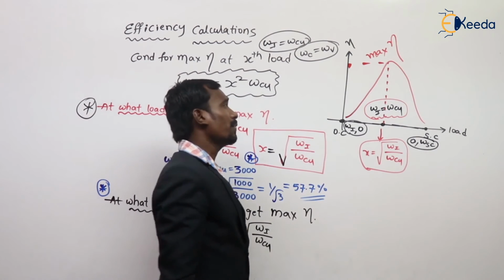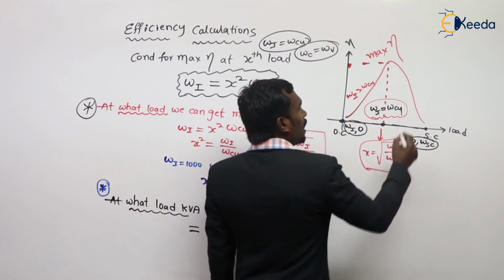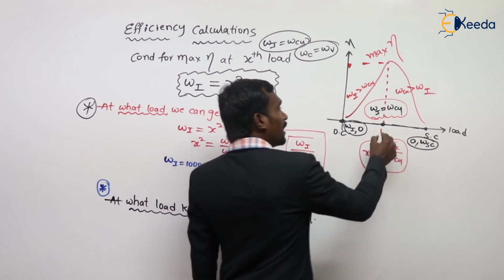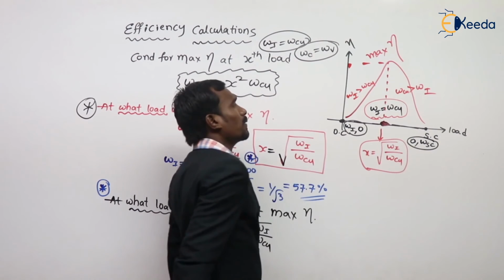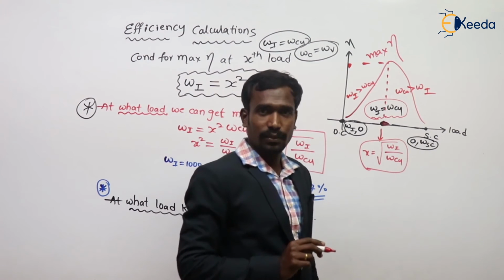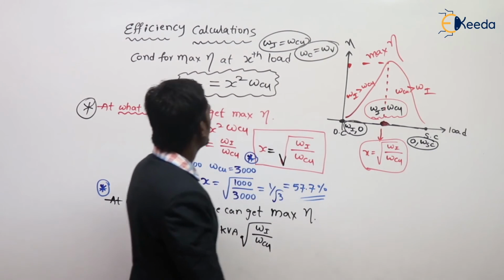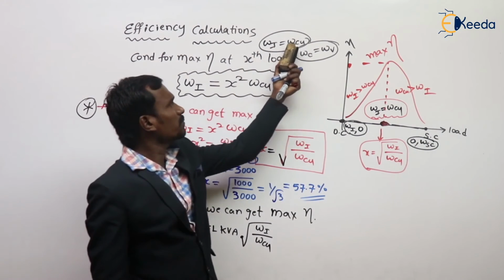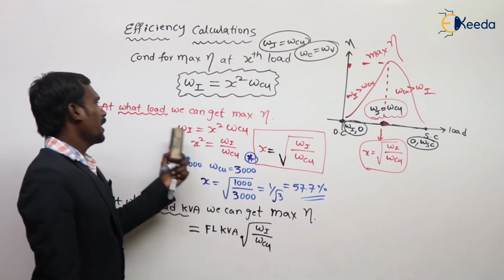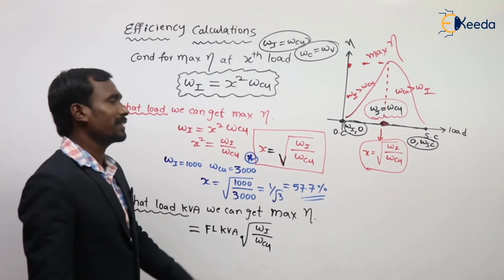At this condition, iron losses are greater than copper losses. At this condition, copper losses are greater than iron losses. But at this condition, iron losses equal copper losses, then we get the maximum efficiency. Right? So here, the condition for maximum efficiency at x load. At what load, at what load kVA, can we get the maximum efficiency?